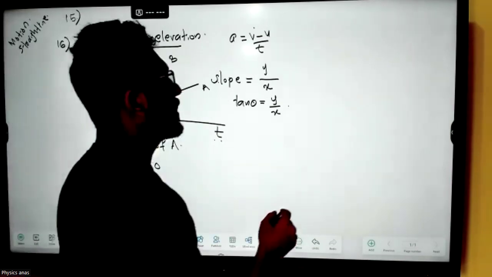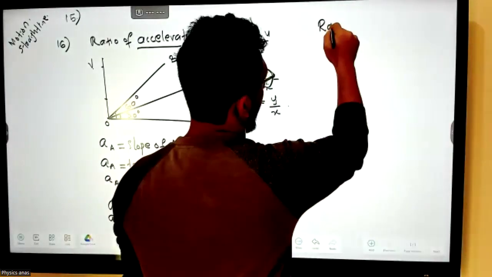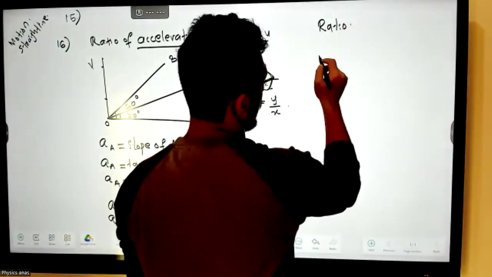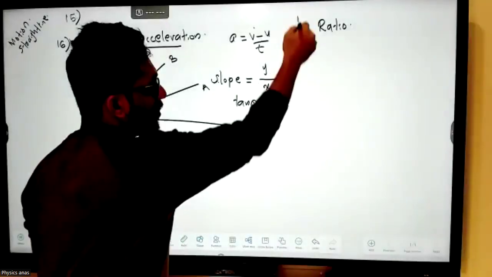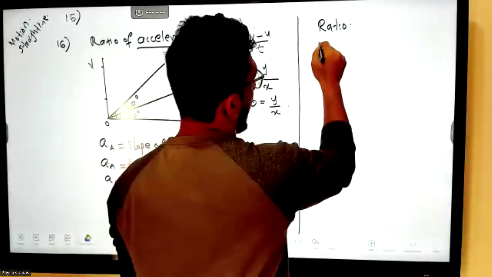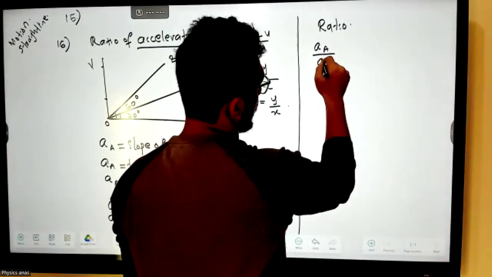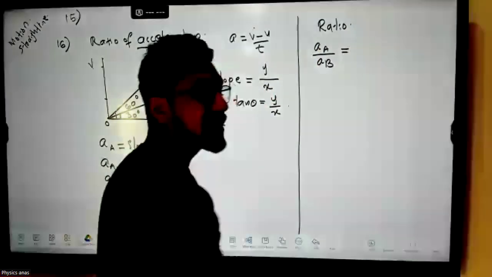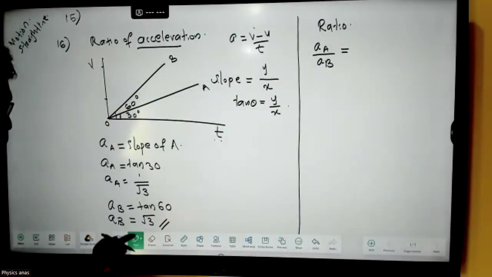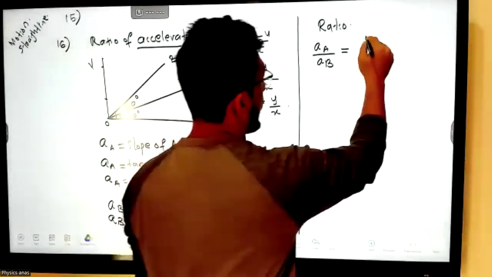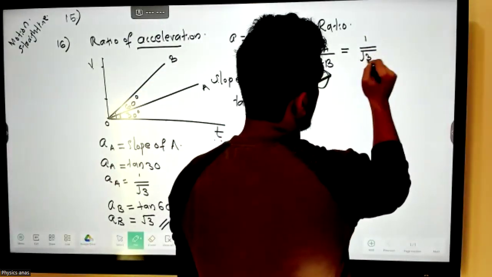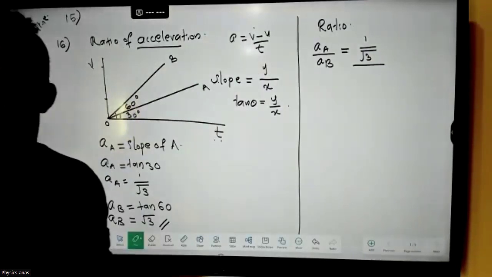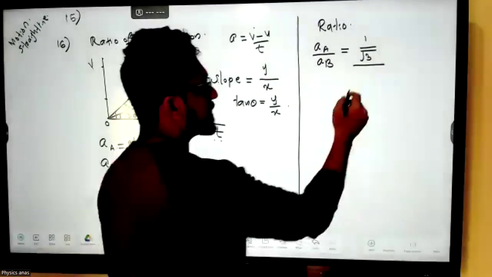Now you have to find the ratio. How can we find the ratio? Acceleration of A divided by acceleration of B. You will get the ratio. What is the acceleration of A? The acceleration of A is 1 by root 3, divided by, what is the acceleration of B? The acceleration of B is root 3.